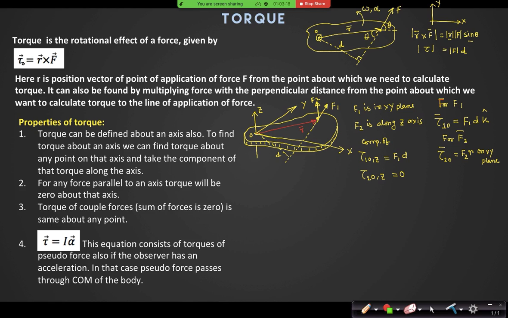Have you written tau 1O comma Z? Tau 1O means the torque of force 1 about O, and comma z means its component along the z axis. So do you differentiate between these two concepts? One is torque about a point, another is torque about an axis. About a point, it is the vector sum of tau 1 and tau 2. But about an axis, it is their individual components about that axis.